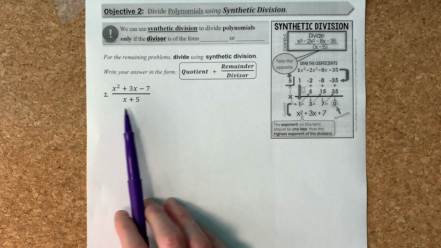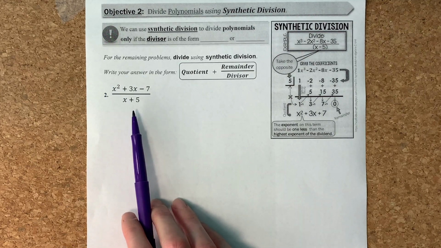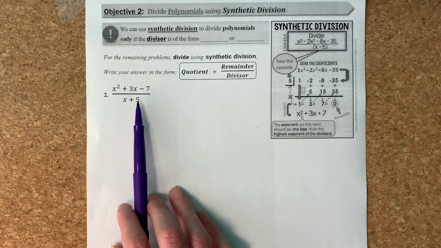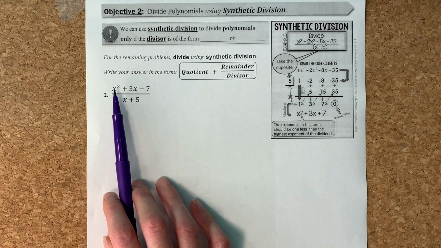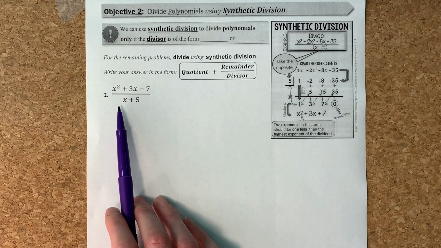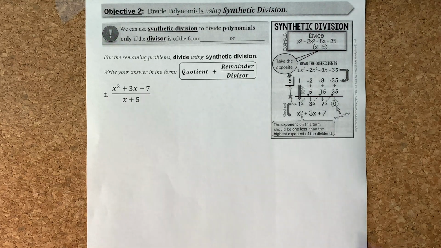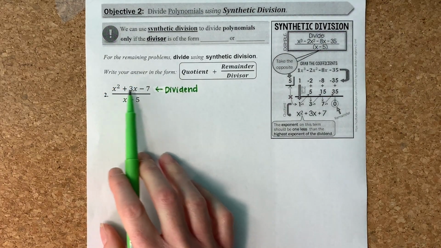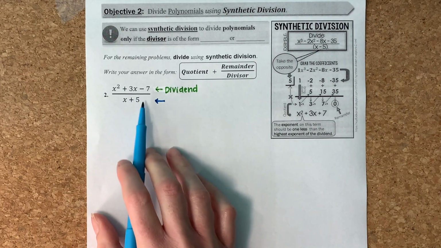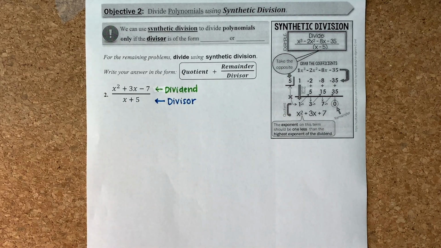So we see here that we have a division problem, but this division problem involves polynomials. A polynomial is just an expression involving variables. So this expression in the numerator is a polynomial, and this expression in the denominator is a polynomial. Let's label our dividend and our divisor. The quantity in the numerator is called the dividend, and the quantity that we're dividing by, or the quantity in the denominator, is called the divisor.